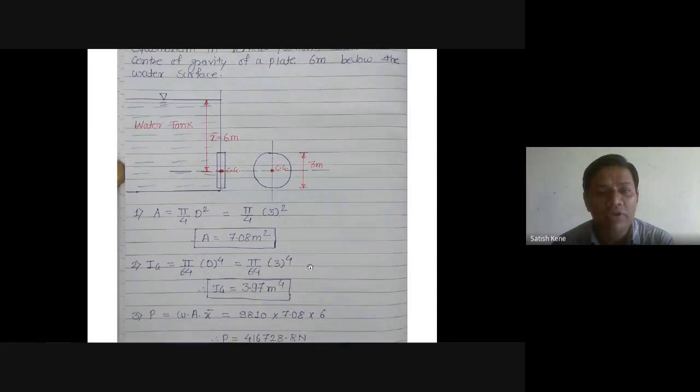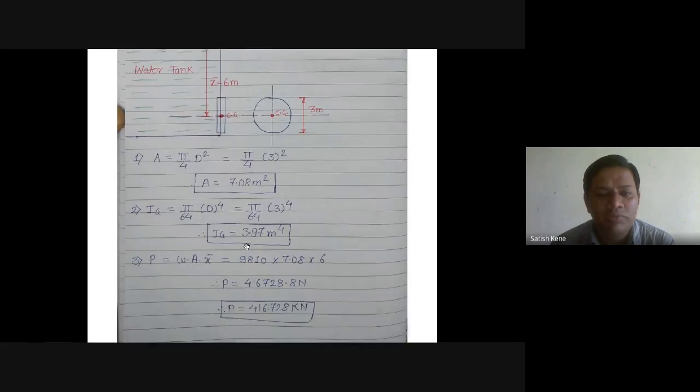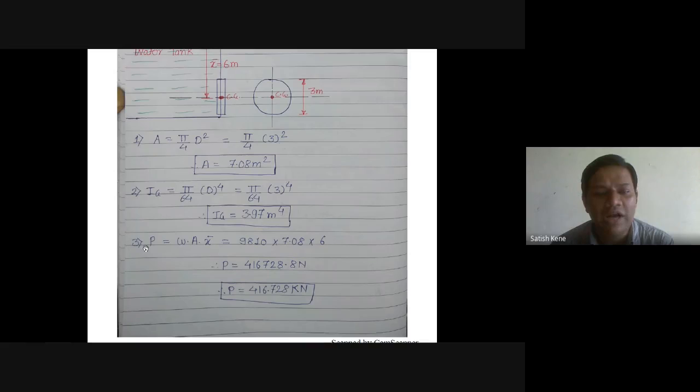Now we know the value of x bar, we know the weight density of the liquid, that is for water, and we just calculated the area as 7.08 meter square. With the help of these three values, we can calculate the hydrostatic pressure force P acting on the disc, that is w A x bar.